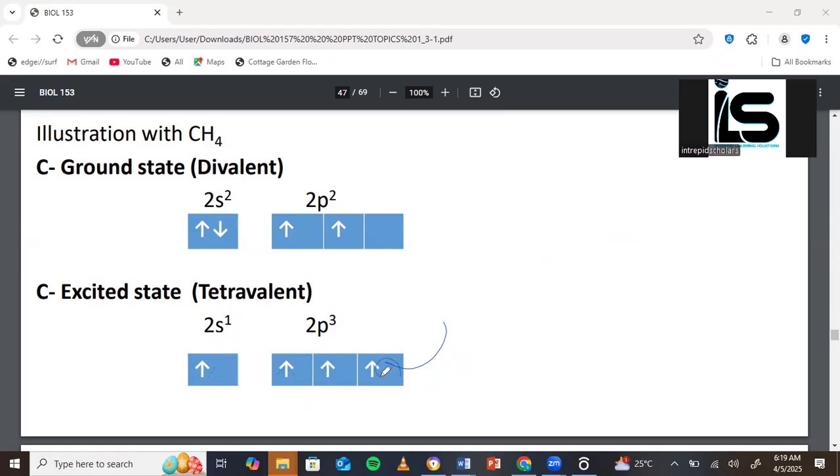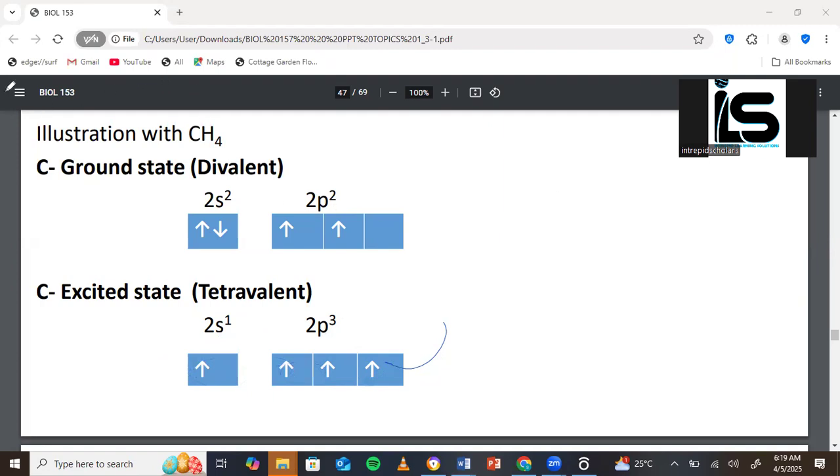Now, I cannot mix two of the p orbitals because the orbitals mixing in hybridization should be orbitals of different energy and shape. If you are following our discussion, these p orbitals are degenerate orbitals. They have the same energy, so we cannot mix two of them. But we can mix the s orbital and the p orbital because they have different energy. They are not degenerate orbitals.